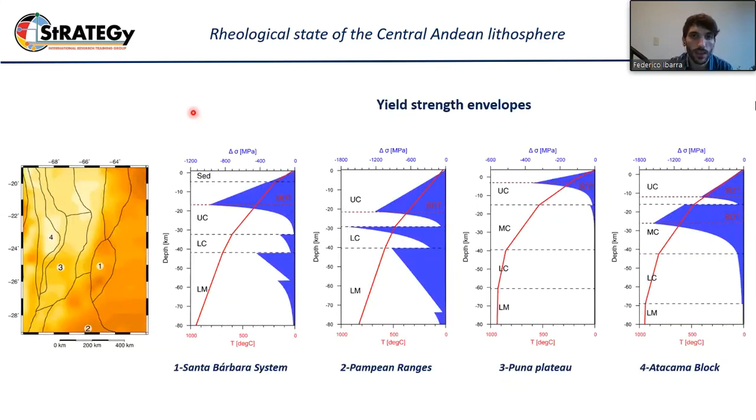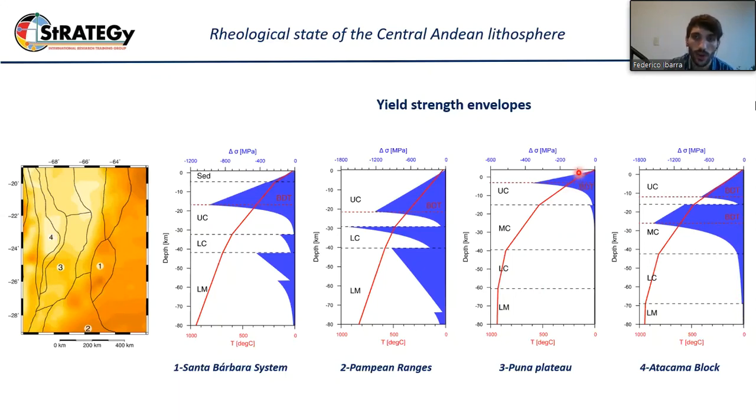The vertical distribution of strength shows that there are variations in the stratification of the lithosphere. So in the Santa Barbara system and the Pampean ranges within the deformed foreland, the type of lithosphere profile corresponds to a jelly sandwich, which is characterized by a strong upper crust and a strong mantle, and this is stronger, of course, compared to the weak mantle in the Puna and the Atacama block, where the mantle is ductile and completely weak, and the strength resides only in the crust, as in the creme brulee type of lithosphere.